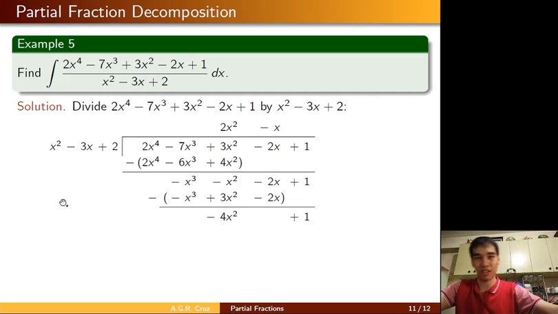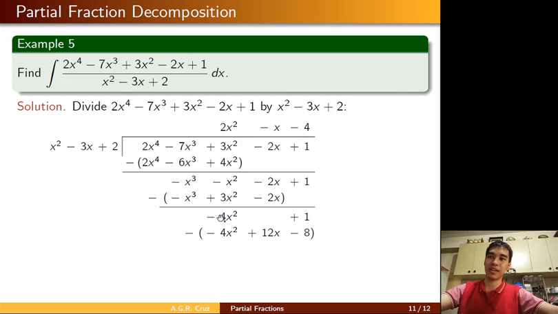So we still continue. Negative 4x squared divided by x squared is now negative 4. Again, you take only negative 4. Multiplied to this entire thing, you get negative 4x squared here. Then negative 4 times negative 3x is positive 12x. And then negative 4 times 2 is negative 8. And then you subtract that to this entire product, negative 4x squared plus 1.